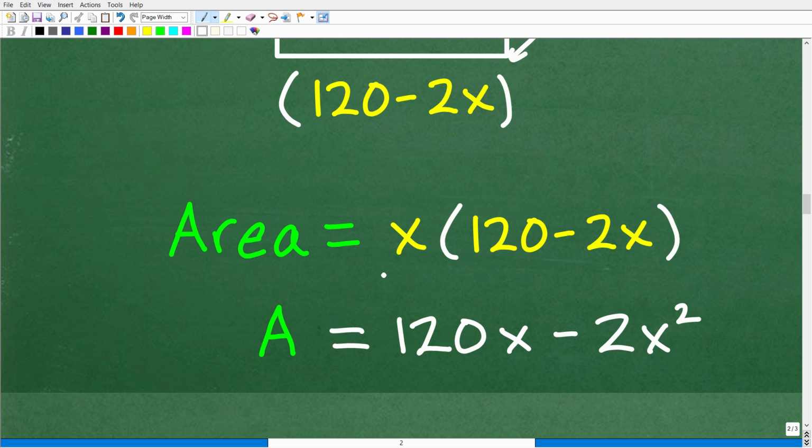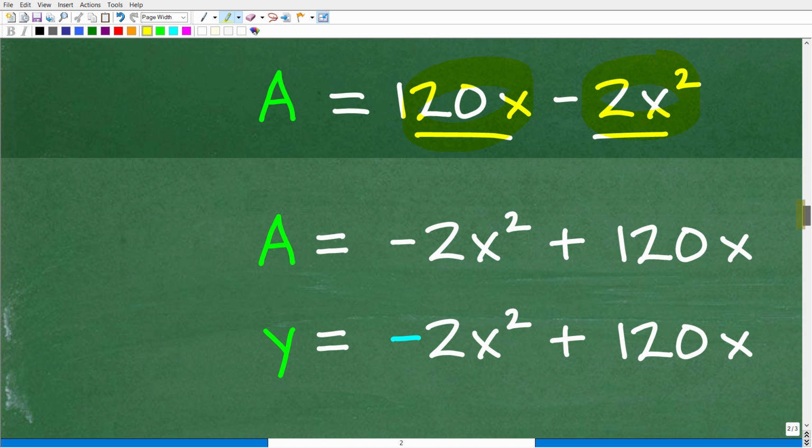And this is where this problem is going to start getting very interesting. All right, so area is equal to x times 120 minus x. Let's go ahead and distribute this x in. So we have x times 120, that's 120x. X times minus 2x, so that's minus 2x squared. All right, so let's go ahead and clean this up. Anytime you have an x squared or an x or any kind of polynomial, always write it in standard form, highest to lowest power. So that's going to give us area is equal to minus 2x squared plus 120x.